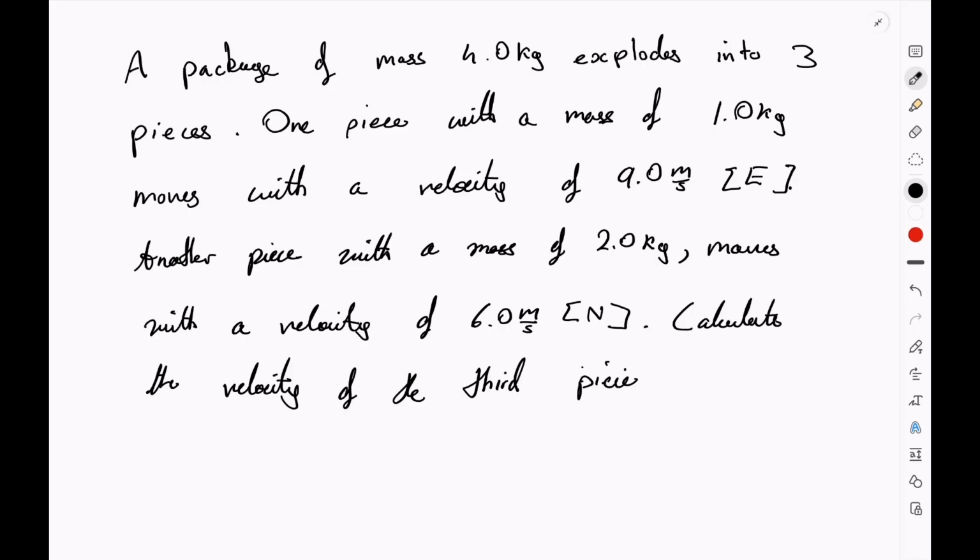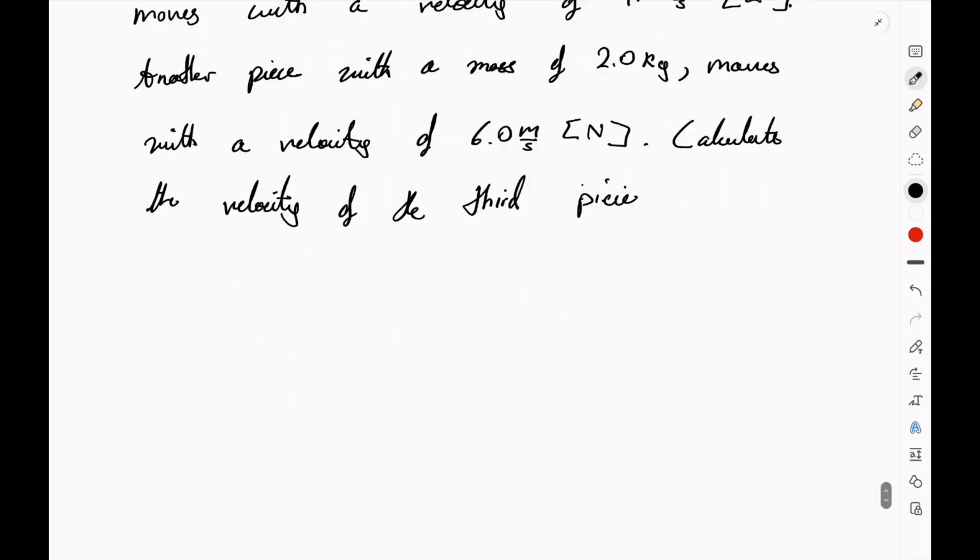So a package of mass 4.0 kgs explodes into 3 pieces. One piece with the mass of 1 kg moves with the velocity of 9 meters per second east. Another piece with the mass of 2.0 kgs moves with the velocity of 6 meters per second north. Calculate the velocity of the third piece.